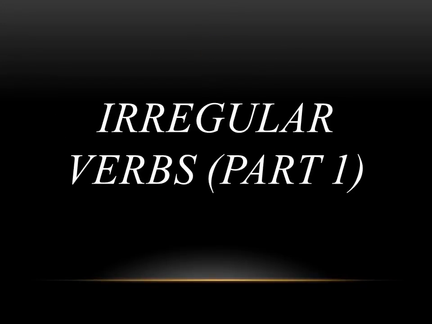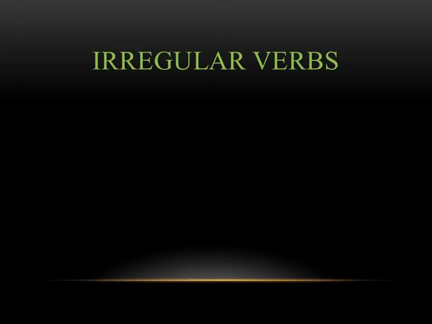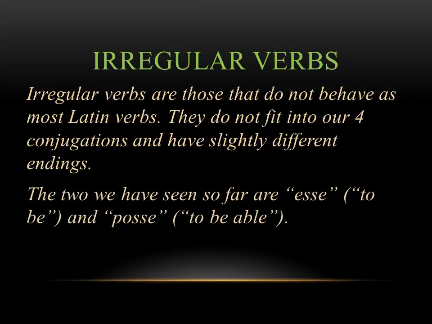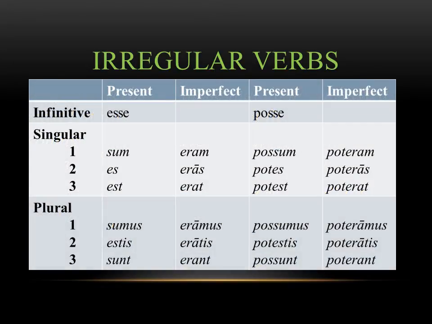The next piece of grammar for this chapter is irregular verbs. And specifically, we're going to be looking at how they're formed in the present and imperfect tenses. So again, irregular verbs are ones that don't behave like most Latin verbs do. They don't fit into any of the four conjugations and they have slightly different endings. The two irregular verbs we've seen so far are esse, which means to be, and posse, which means to be able. So let's look at our chart here and we'll look at the present and imperfect endings for those two verbs.